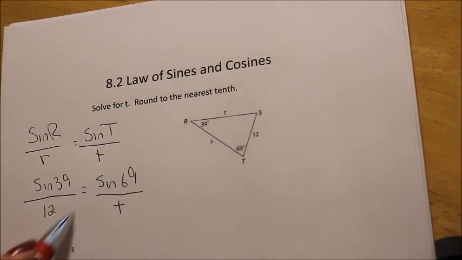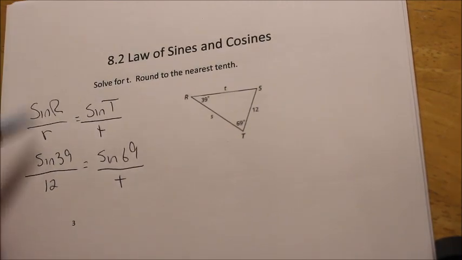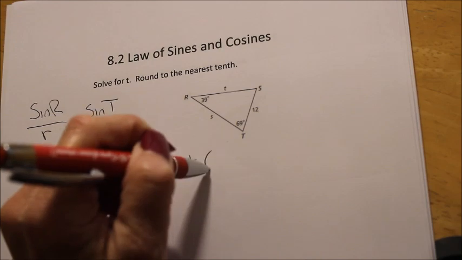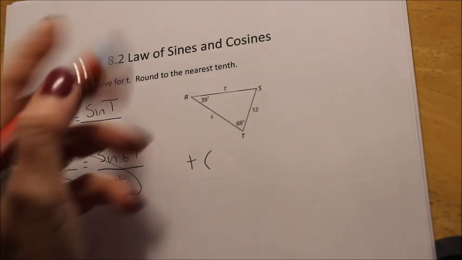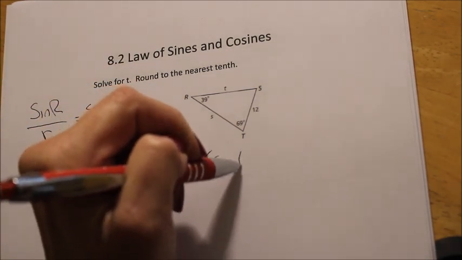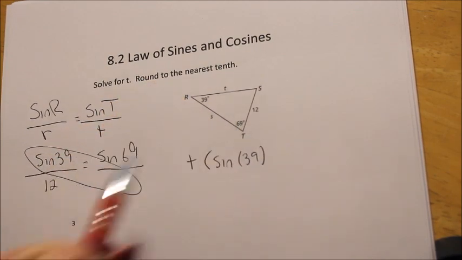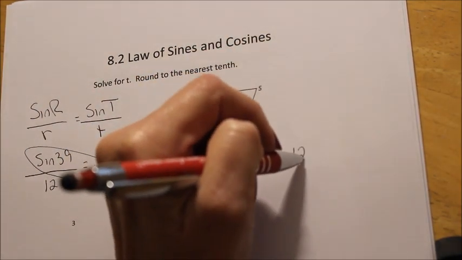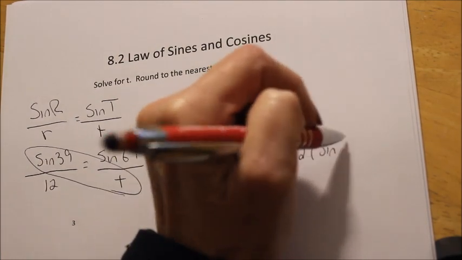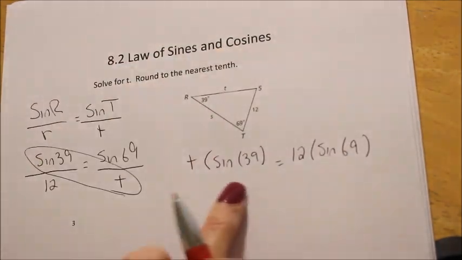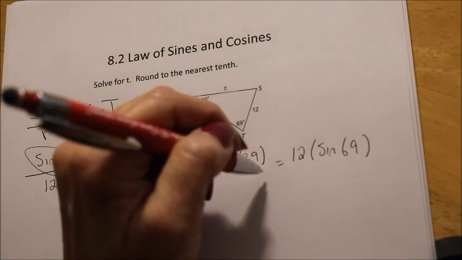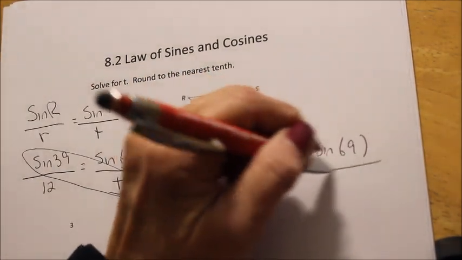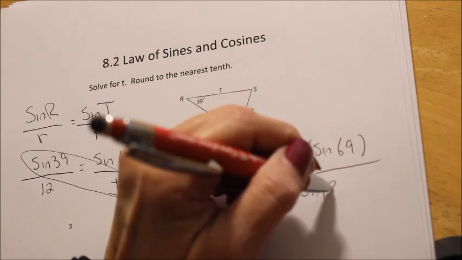You're going to cross multiply and solve. So I would get t times the sine of 39 equals 12 times the sine of 69. We're going to divide both sides by the sine of 39. And there you go, that's what we're going to be solving for.